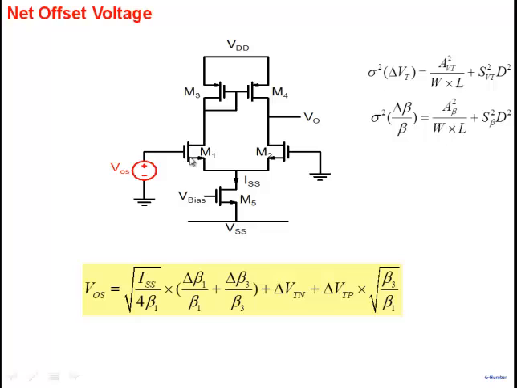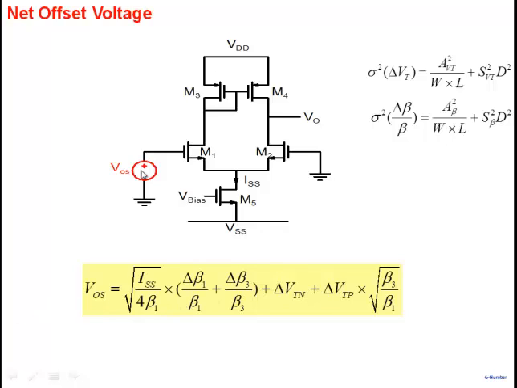Because the differential pair is where matching is required. After that stage, you won't have a stage where matching is required. After that you will have a common source amplifier, where matching is not required, and an output stage and all that. There's no matching effect after that. So offset voltage is determined by the differential pair, and the same expression will be used for the op-amp also.